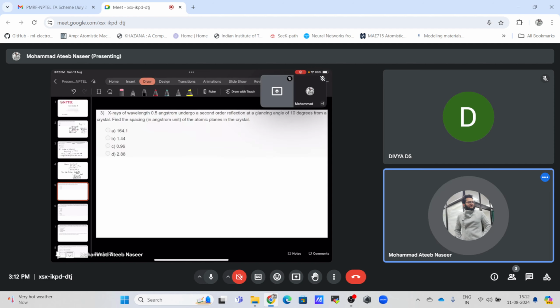Now moving to another problem, which says that we have an X-ray of wavelength 0.5 angstroms and it undergoes a second order reflection at an angle of 10 degrees from the crystal. So basically these X-rays are getting reflected from the crystal and we have to find the spacing between the two atomic planes. And since you must have gone through the lecture slides, you must have seen Bragg's law of diffraction.